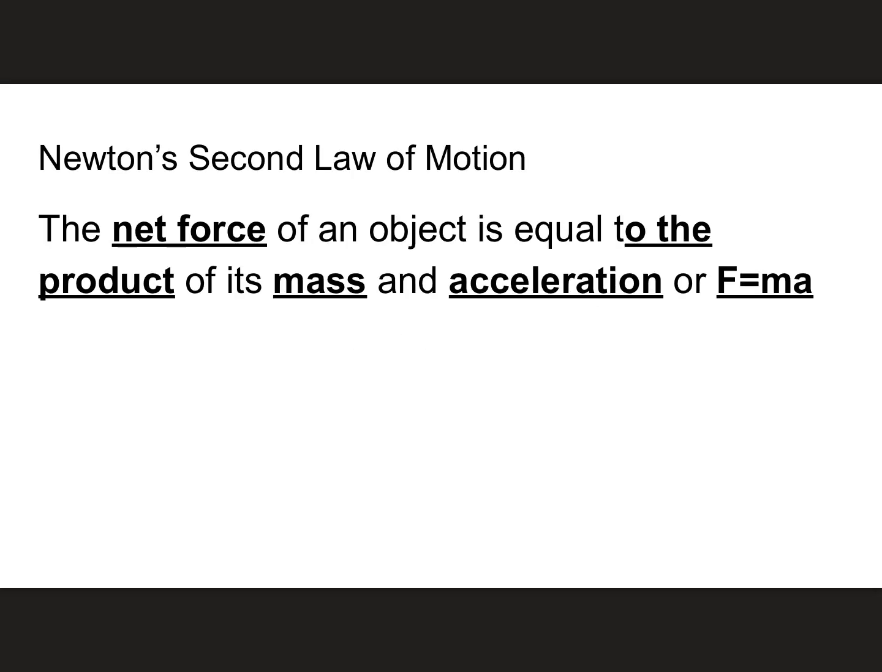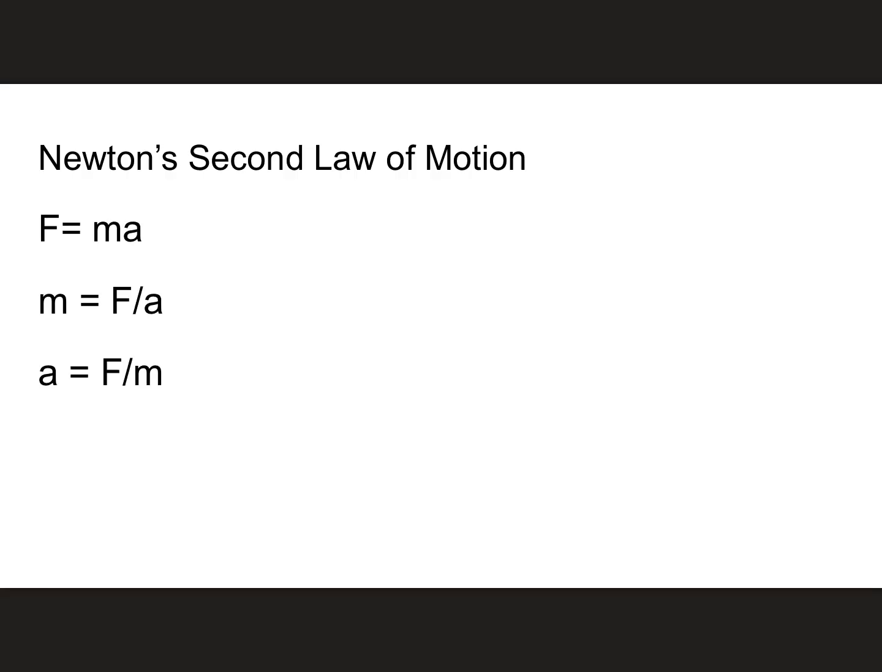First, let's define Newton's second law of motion. Newton's second law of motion says the net force of an object is equal to the product, which means multiplication, of its mass and acceleration, or F equals ma, for force equals mass times acceleration. We can rewrite this equation, F equals ma, and solve for mass, which would be F divided by a. We can also solve for acceleration, which would be F divided by m.